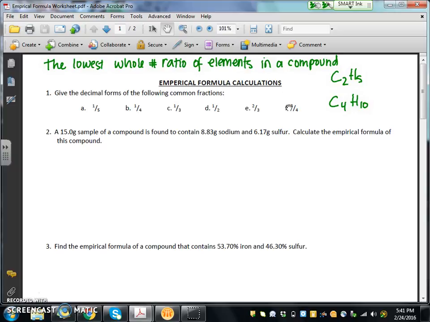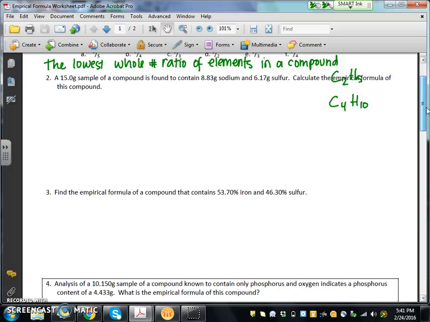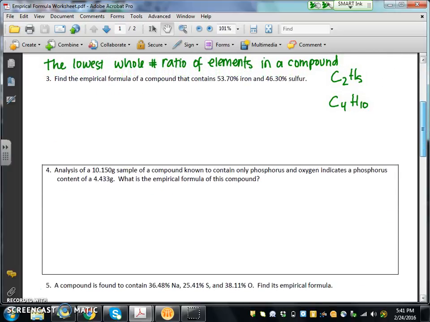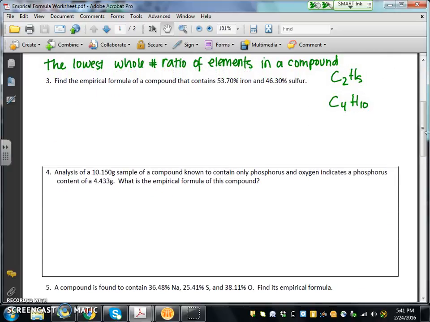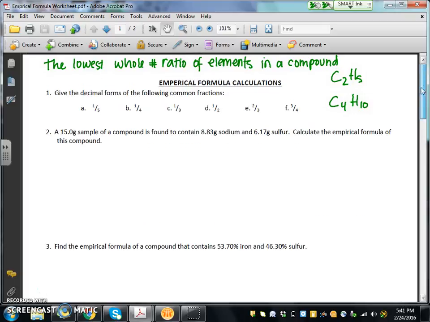So in problem number 1, you're just giving the decimal numbers of these fractions, okay? And the problem I'm actually going to work through is problems number 3 and 4, okay? In problem number 3, it says find the empirical formula of a compound that contains 53.70% iron and 46.30% sulfur.